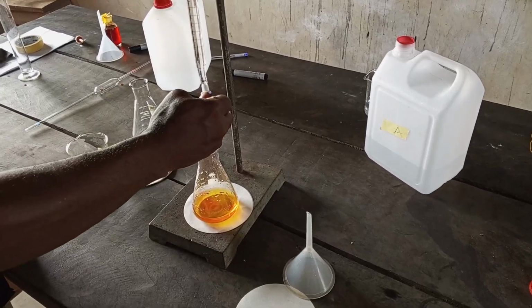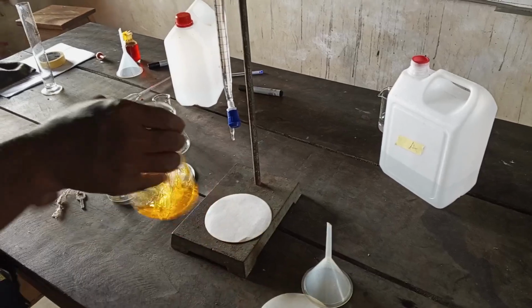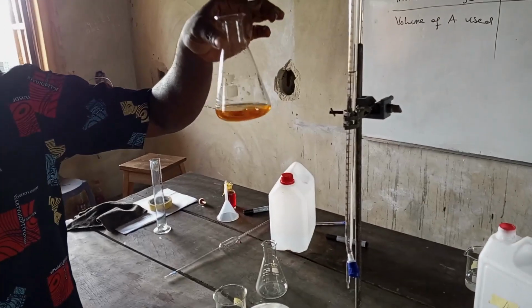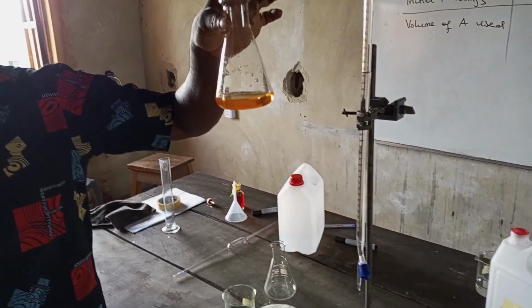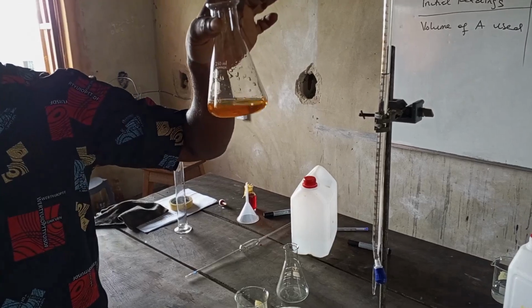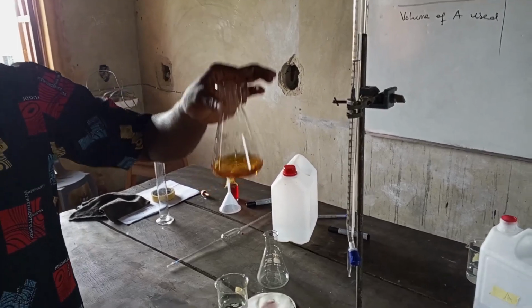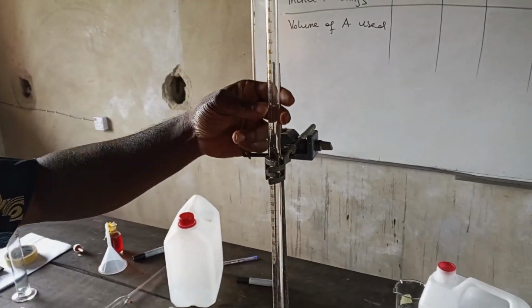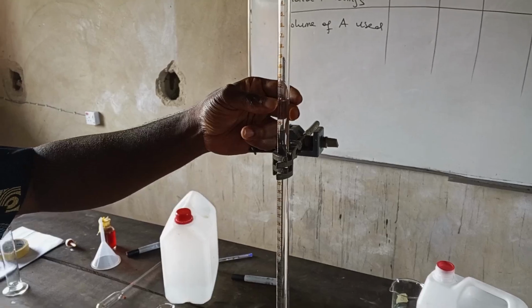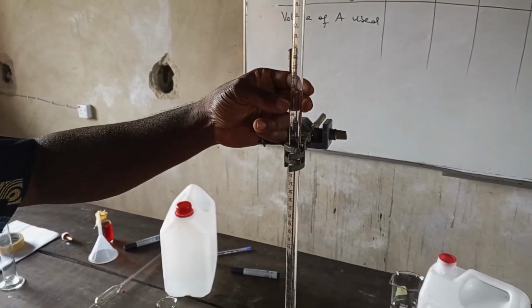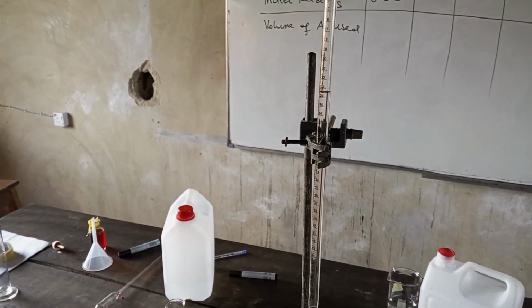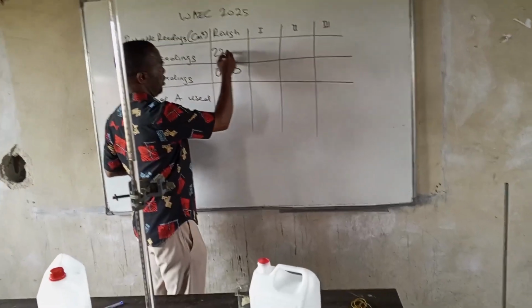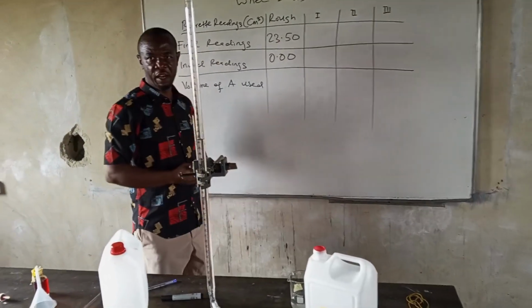So let's stop here. You see it's orange. It looks more like yellow, but it's golden or shiny somehow. The bottom of the curve is sitting between 23 and 24, that is 23.5. So that becomes your final reading here, 23.50.